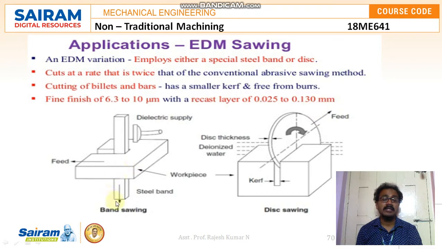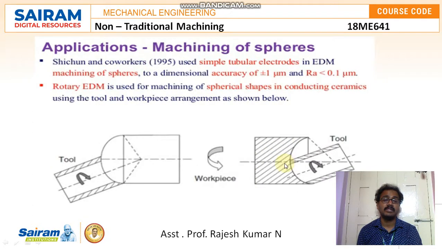We can see in the two sketches where band sawing and disc sawing take place. Band sawing means with the help of a steel band, generally a wire, with the help of feeding and the workpiece, you can see how the dielectric is supplied. In case of the disc, you can see a holder where the disc is kept, and the feed movement like this and rotation in clockwise direction. The disc thickness and the deionized water was continuously supplied.